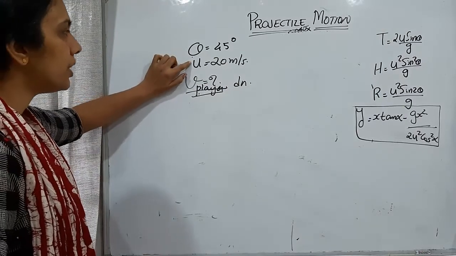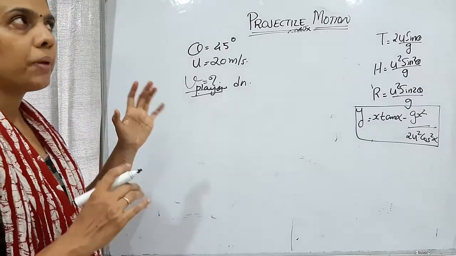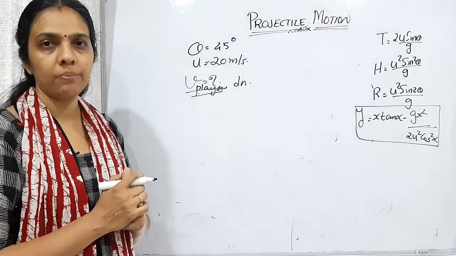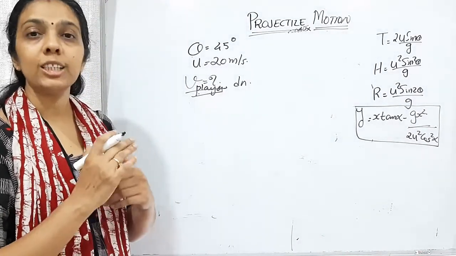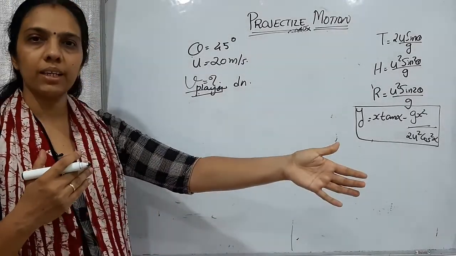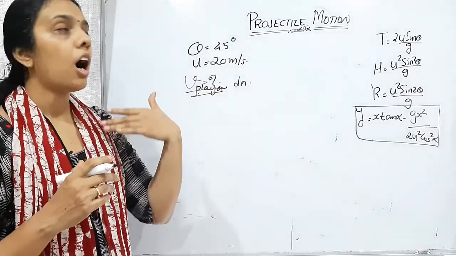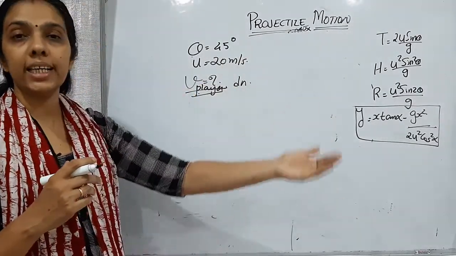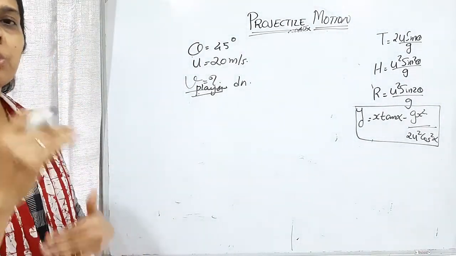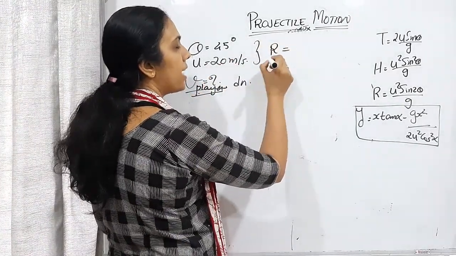So initial velocity is given and angle also given. To find out the speed of the player, we require how much distance he is traveling in a specific interval of time. For that we don't know how much distance the ball will be traveling, and we don't know how long it will take to reach the ground. So first we need to find out those two, that is the range and the time.